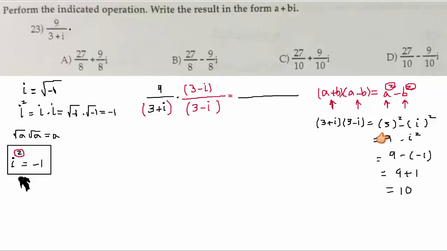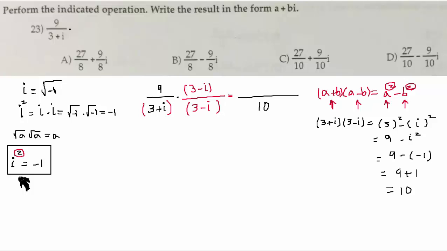So this would be 9. This would be i squared. We know i squared is equal to -1. So we replace that i squared with -1. So we get 10 here. So the goal here is to not have i or radical at the bottom of the fraction. That's what it means to simplify or rationalize it. So this would be equal to 10 at the bottom of the fraction.